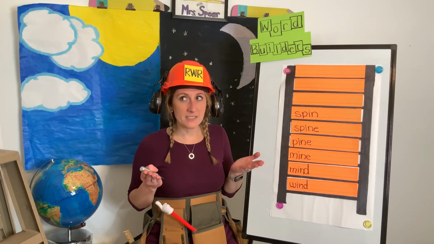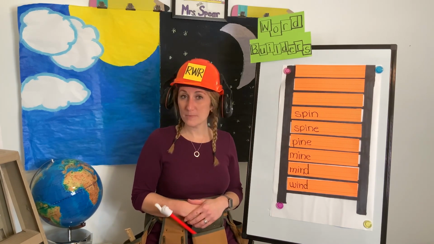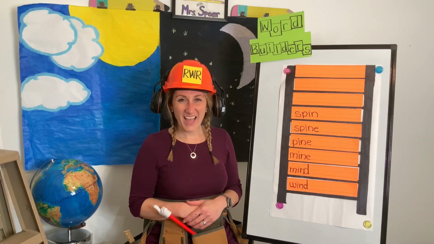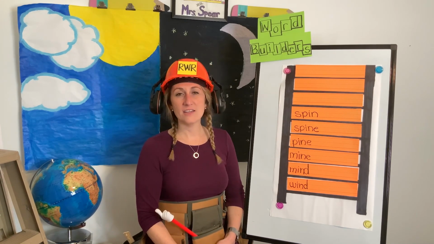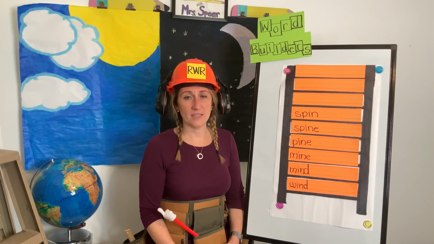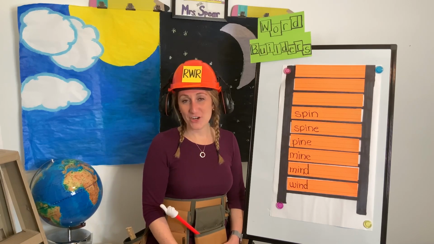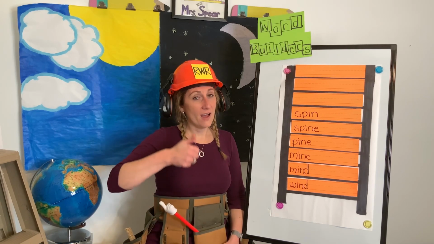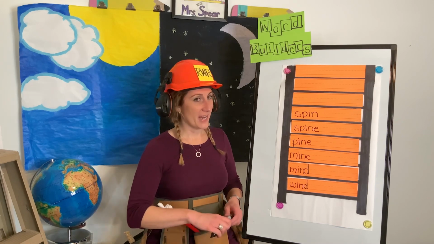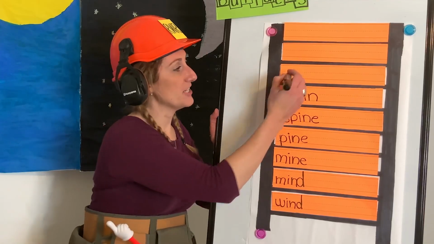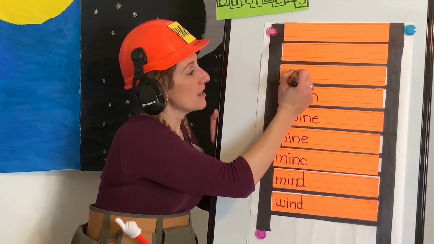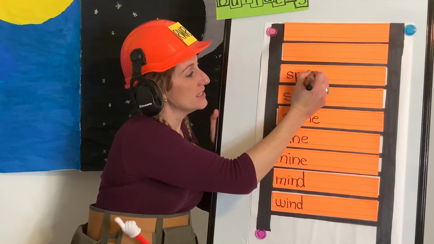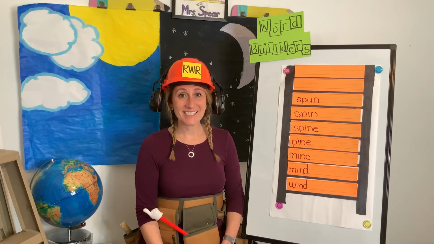Where do you hear a difference from spin to spun? I hear a difference in the middle too. Instead of a short I, I hear a short U. What letter represents the sound? Yes, that's letter U. U makes the short U sound. Let's write spun. Here we go. Let's make sure that we write and say the sounds as we write. Spun.